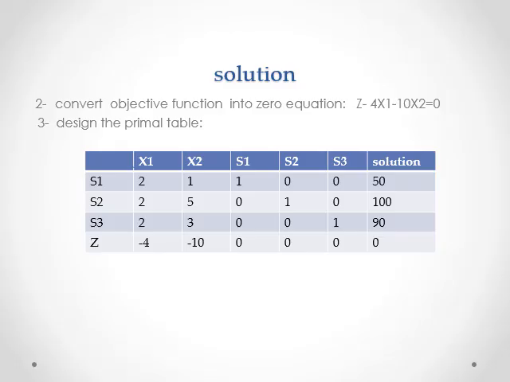Z, the first is negative 4 and negative 10. There is no S1, S2, S3, solution therefore equal 0.